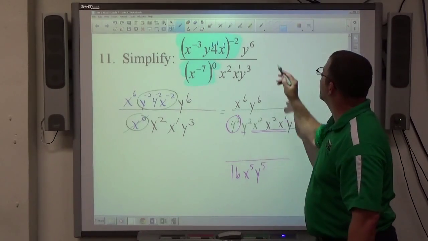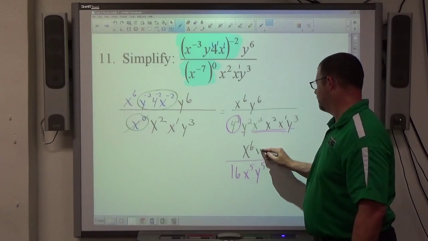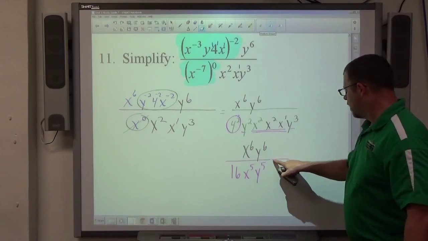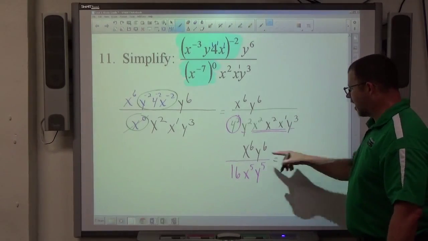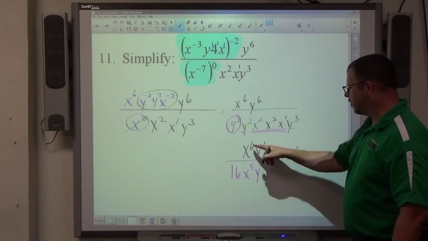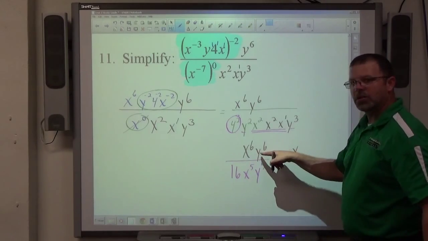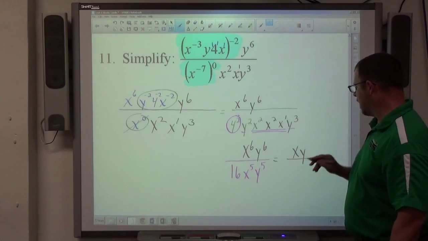Notice the top doesn't change. It stays x to the 6th, y to the 6th. And then at this point I've got 2 x's and 2 y's, one on top and bottom. X belongs on top because 6 is bigger than 5. 6 minus 5 is 1. Y belongs on top because 6 is bigger than 5. 6 minus 5 is 1.